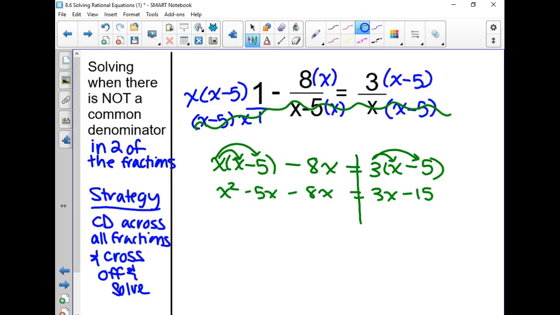So I'm just going back to my basic algebra solving an equation. I need to simplify and isolate the variable. But we're going to combine like terms next. Very good. So I now have x squared minus 13x is equal to 3x minus 15. Now what am I going to do?